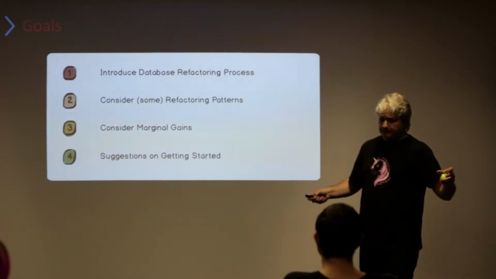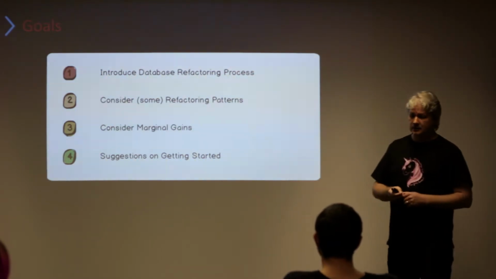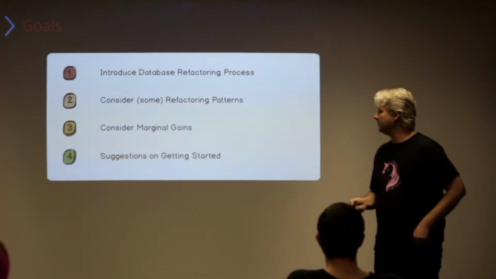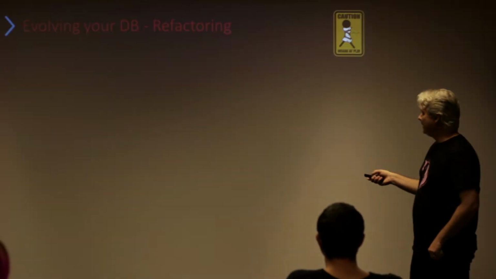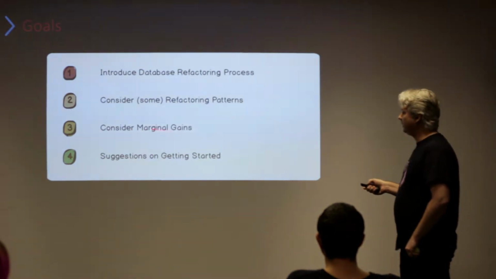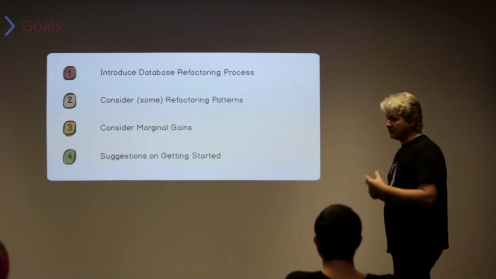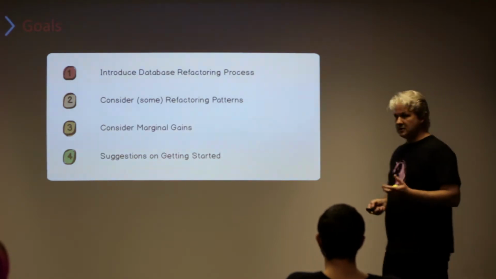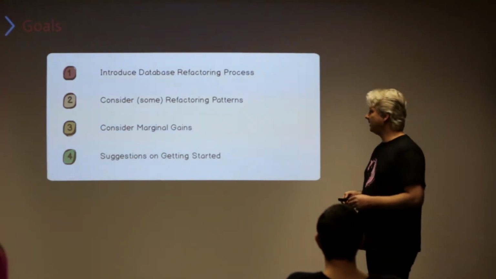So how do we apply certain changes to the system, and what patterns could we consider? While we're considering each one of those patterns, we will consider the marginal gains that we potentially could get out of those patterns, and then there's a suggestion on how do we get started with this technique.